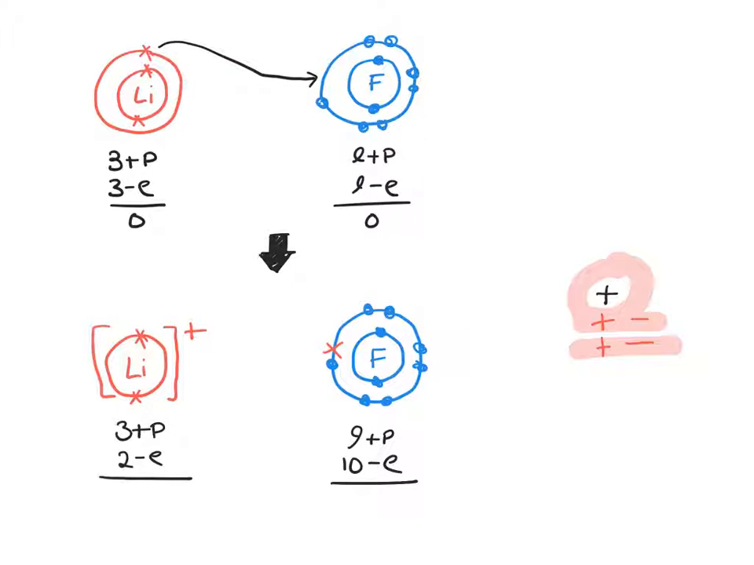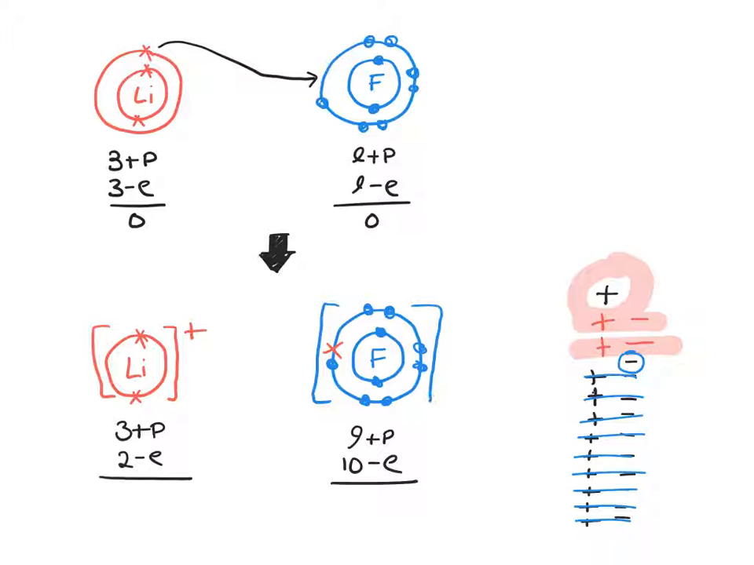So for fluorine, we've got 1, 2, 3, 4, 5, 6, 7, 8, 9 positives, and we've got 1, 2, 3, 4, 5, 6, 7, 8, 9, 10 negatives. So they cancel out. What's left is 1 negative. So we can see that the fluorine is charged, the entire thing, so we put big square brackets around it. That whole thing has a charge on it, so that charge is negative.